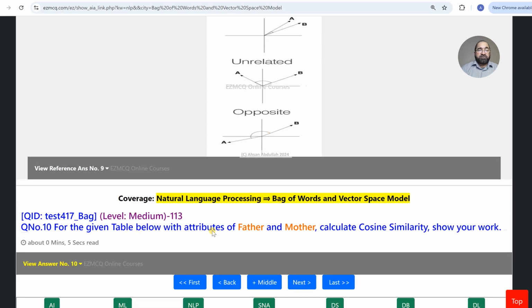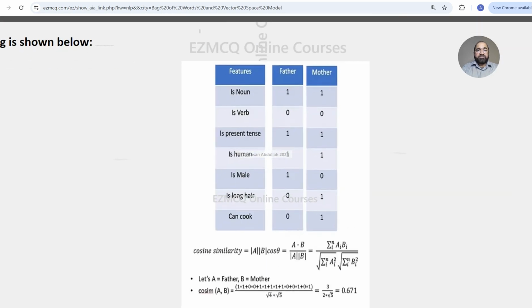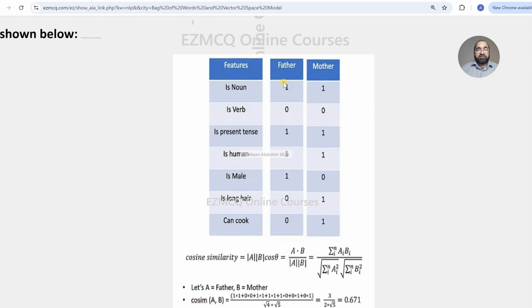For the given table below, the attributes of father and mother, calculate the cosine similarity. So let me zoom this. I have these features, father and mother. Father is human, father is male, and father doesn't have long hair, and father can't cook, but there are many fathers who can actually cook also, and both are nouns and both are not verbs, and both are humans.